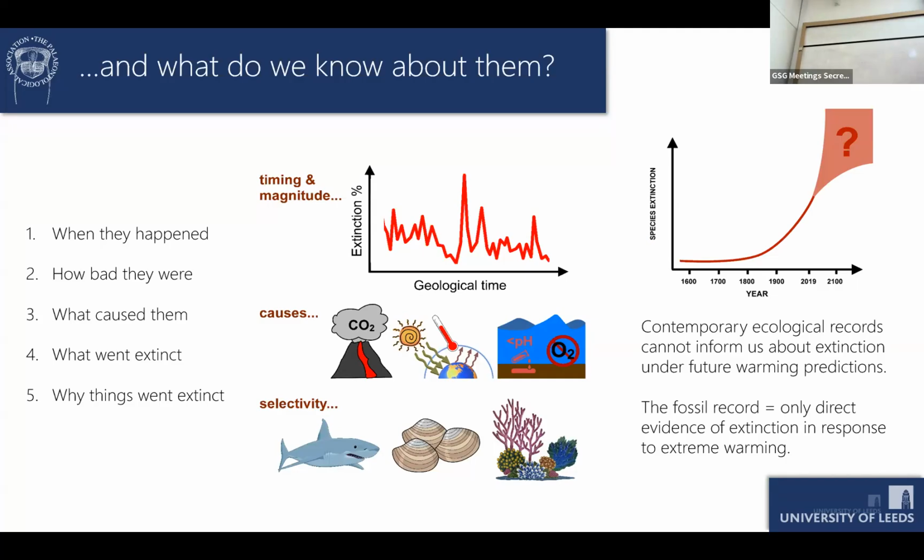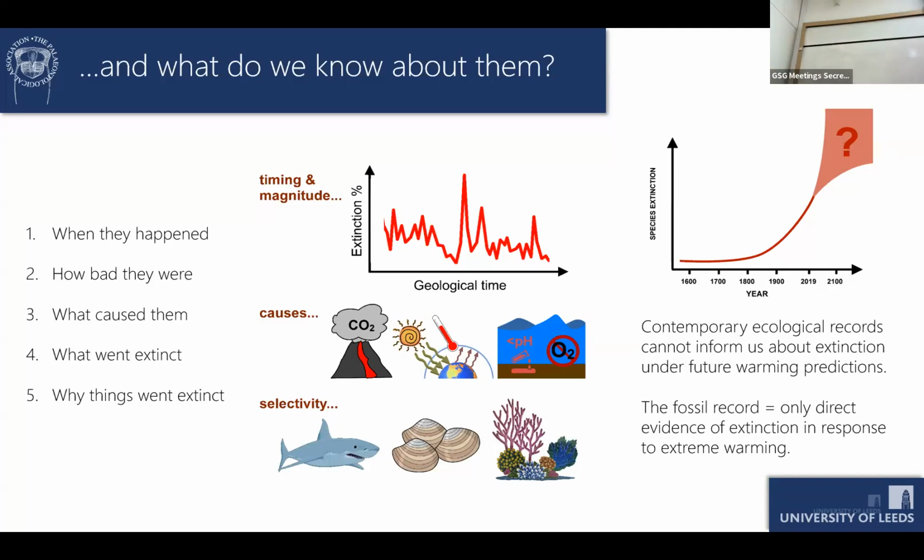The problem with our ecological records, so records of things that are living today, is that they cannot really inform us, one, about long timescales, because we've only been doing detailed ecological analyses for a century or so, but they also can't inform us about extinction scenarios under future warming predictions. The sort of levels of warming we're expecting over the coming centuries have never been experienced by us as a species, let alone been recorded by us as a species.